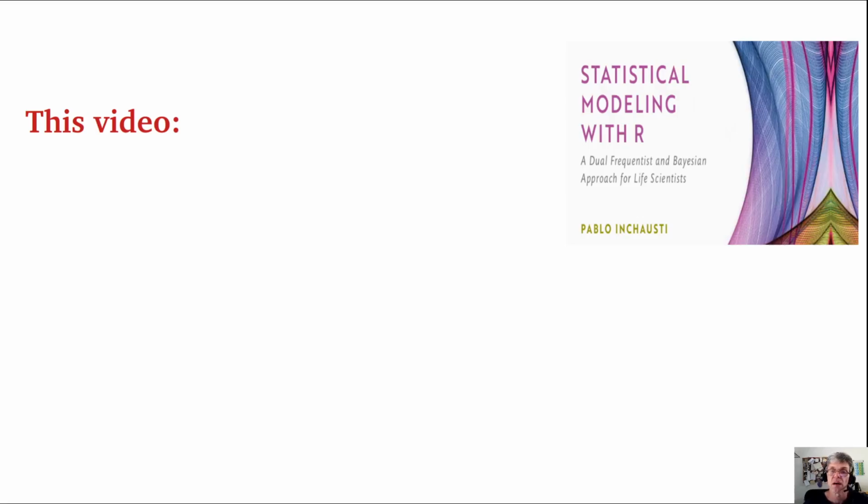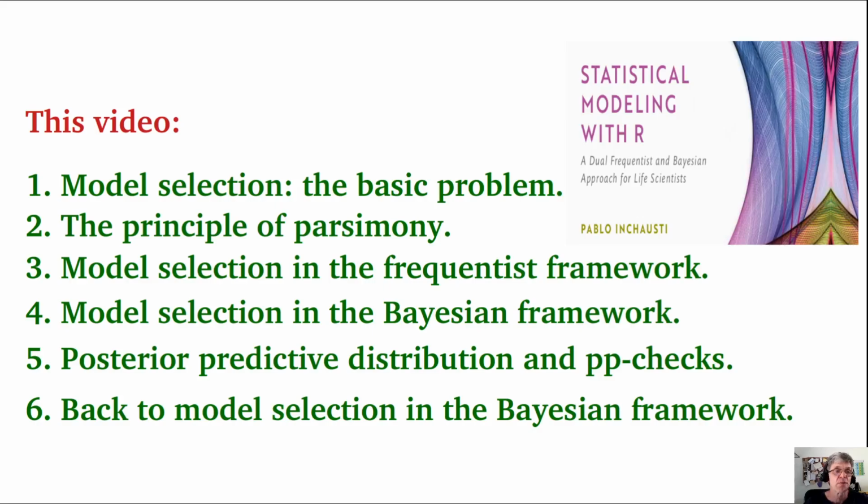So this is a very quick pass over the large and complex ideas of model selection, in which I refer to the basic problem, the principle of parsimony, that is the basis of model selection in both frequentist and Bayesian frameworks. The current ideas of model selection in the Bayesian framework, for which we had to talk about the posterior predictive distributions and the PP checks, to announce their use in coming videos, and then to refer to further issues of model selection in the Bayesian framework.